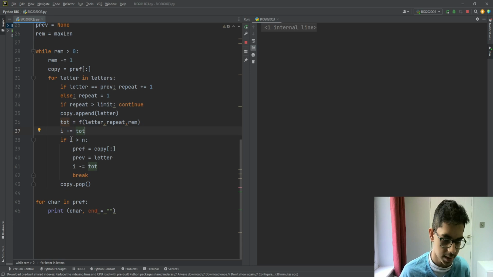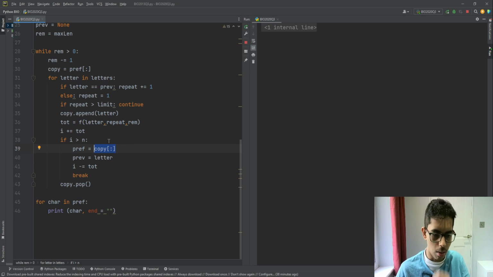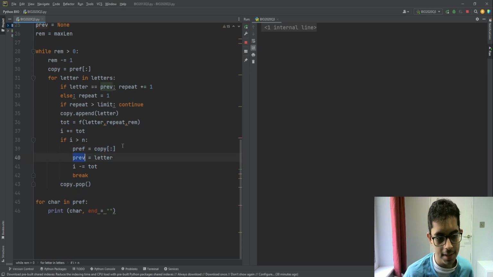And then if i is greater than n, then we know that that particular letter is the correct one. So then we set our prefix array to be identical to the copy. And we set our previous variable to equal the letter which we're currently iterating over. And then here's the important thing. We subtract off the number of permutations generated by this letter.